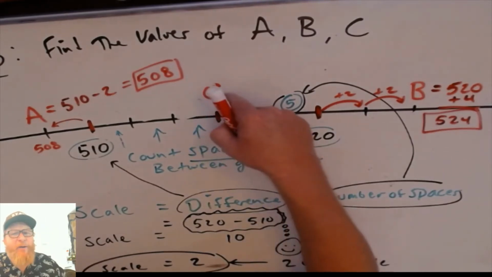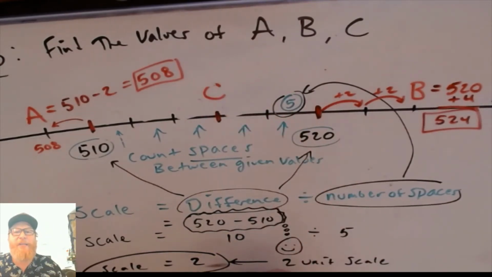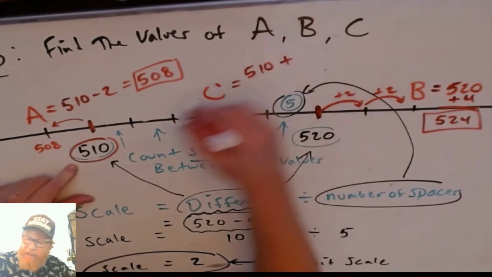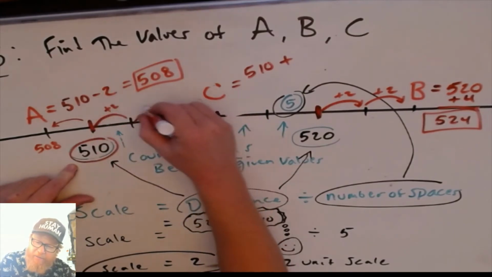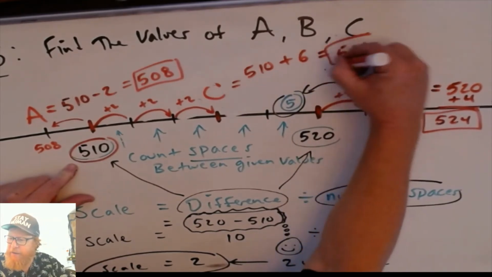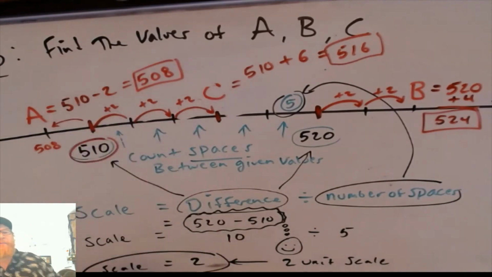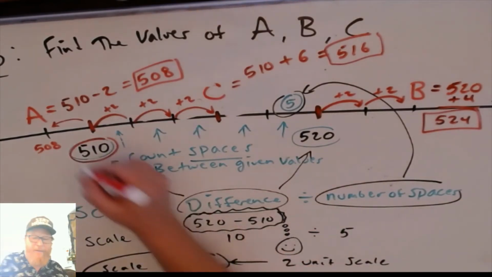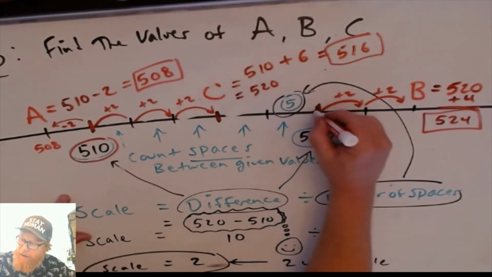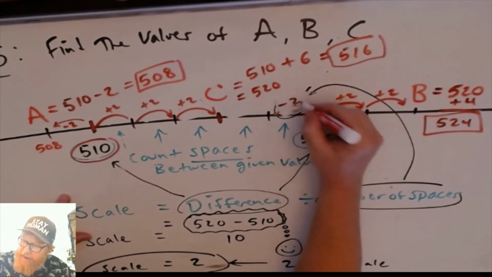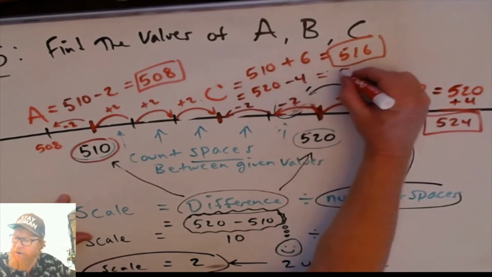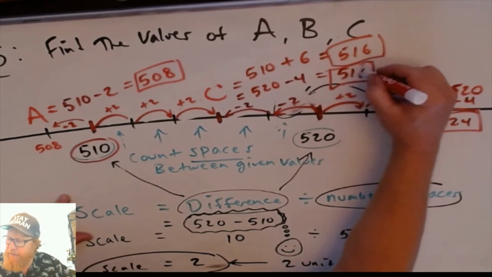C is in the middle, so we actually have 2 ways to do C. You can say it's 510 plus 2, 4, 6. So plus 6, so that would be 516. If you go plus 2, plus 2. Or if you're going to the left, you could do 520 minus 2, and because you're going to the left, minus another 2, so that would be minus 4. You still get 516 either way.